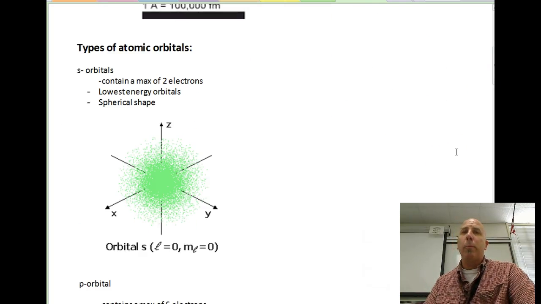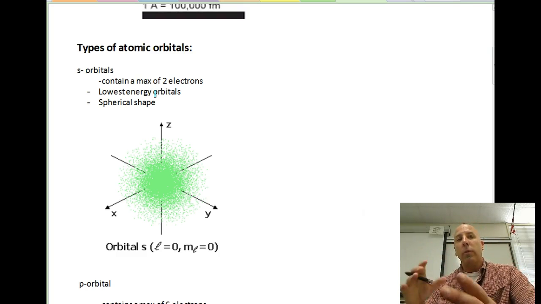Now we have four different types of orbitals that we're going to be discussing. Each type has a specific shape. Each type has a specific number of electrons that could be located there. Each type has a certain energy, meaning how far or how close from the nucleus these orbitals are.